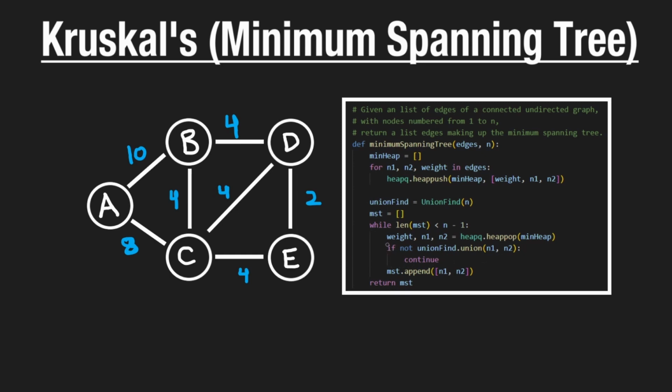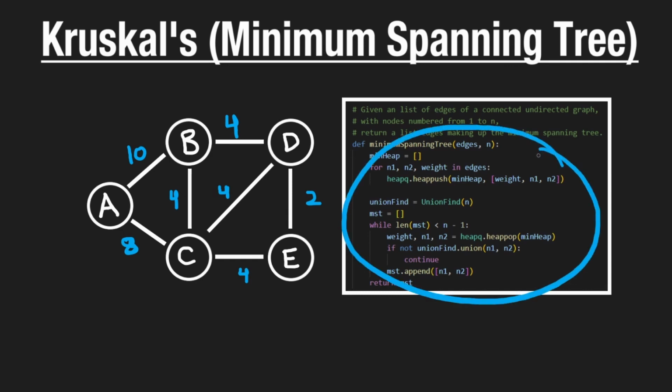But if we can union them together, then we're going to take that edge. We're defining the edge as being node 1 to node 2, and taking that edge and adding it to the result, the minimum spanning tree. And then once we've done that n minus 1 times, we're going to simply return what the minimum spanning tree is. Now, what do you think the time complexity of Kruskal's algorithm is?